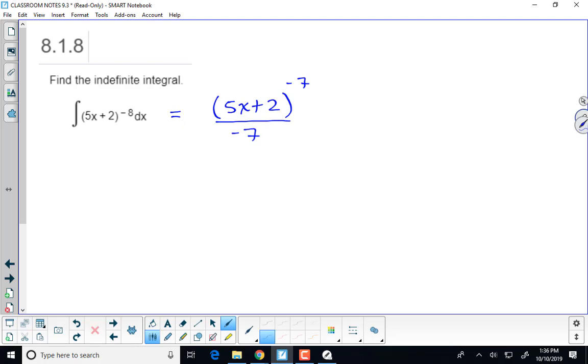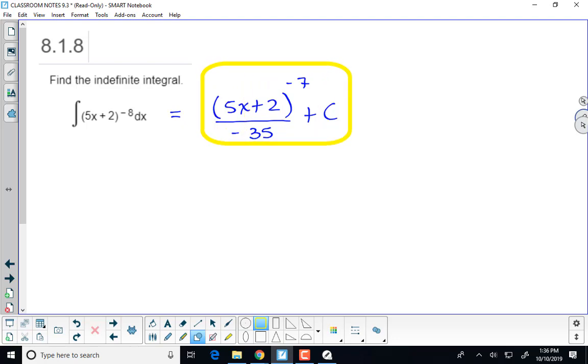And then divide by 5 and a plus c. So we could write this as -35 down here, or put it as a -1/35 out in front. Doesn't matter. And I won't ask you to write it without negative exponents, but if you wanted to, you could, of course, pull that down into the denominator. You can make it like a negative 1 over 35 times the 7th root of 5x plus 2.